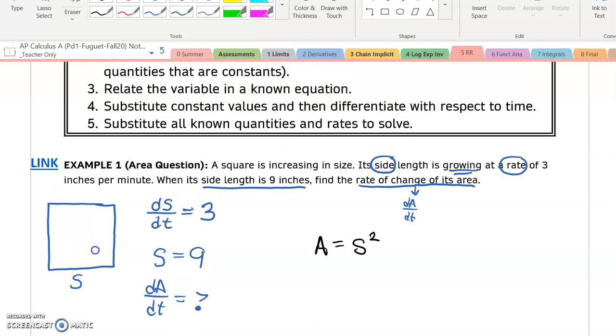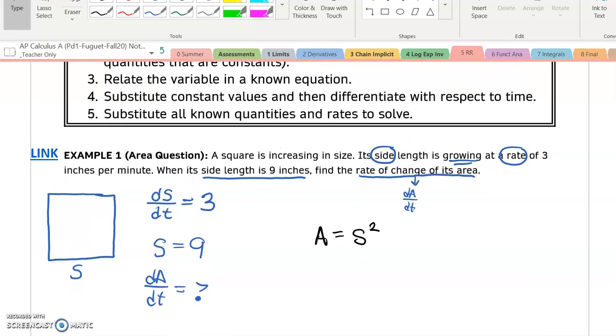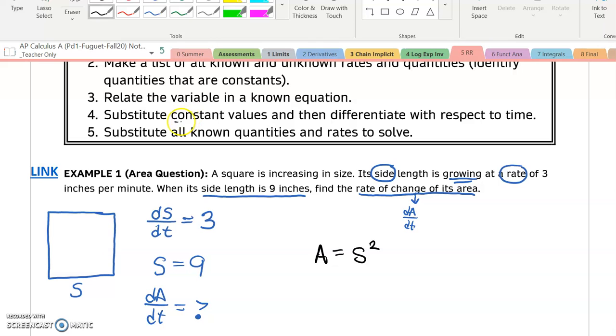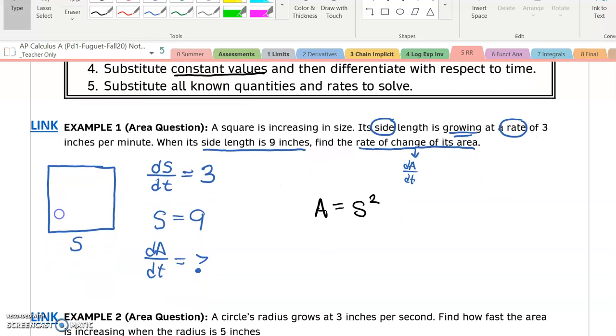Now, really important thing here before we go ahead and we try to take the derivative of this: are there any constant values in this question? And some people will look at this 9 and go, oh yeah, the side length is 9. But that's the side length at a given moment of time. So we're analyzing rates at a given moment of time, what I would like to call a snapshot. We're taking a snapshot of something that's actually happening.